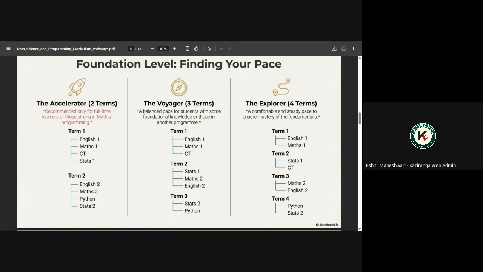Personally, I would suggest the 3 terms plan because it's good to have that strong build. If you don't have that solid foundation, you might find the diploma level a bit hectic. That's a personal suggestion. If anyone has any queries related to the foundation level, you can actually ask at this point.